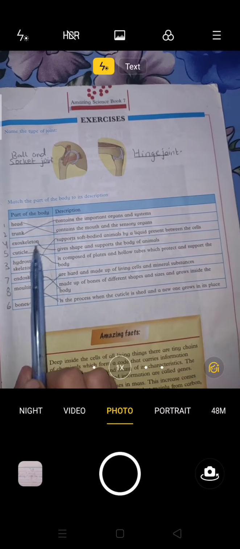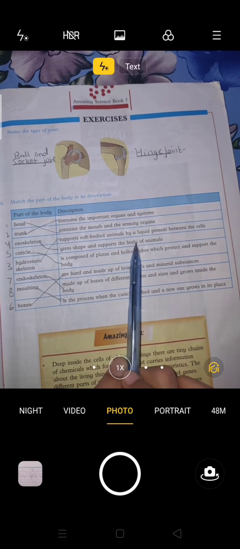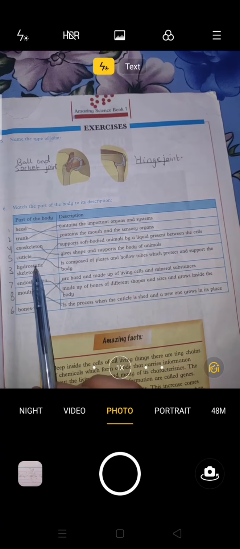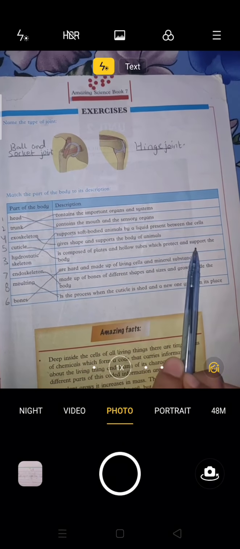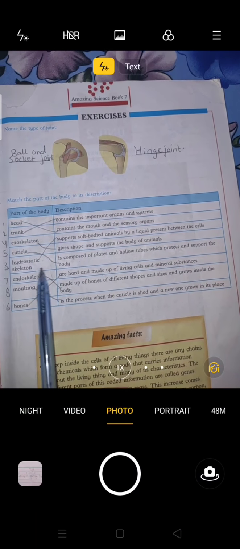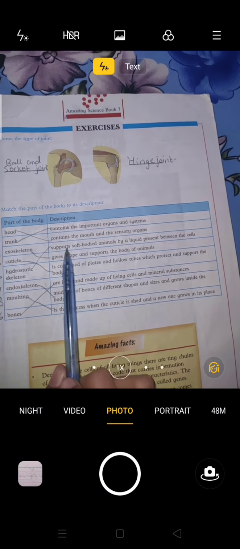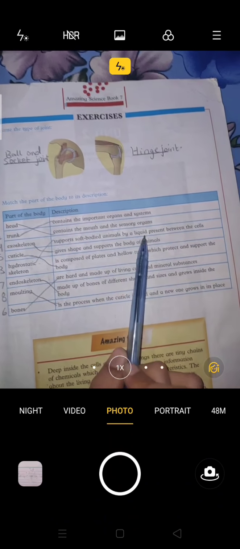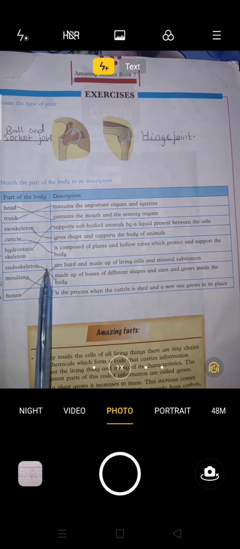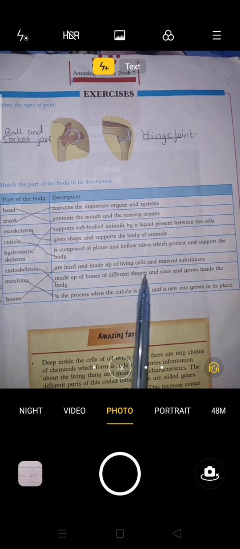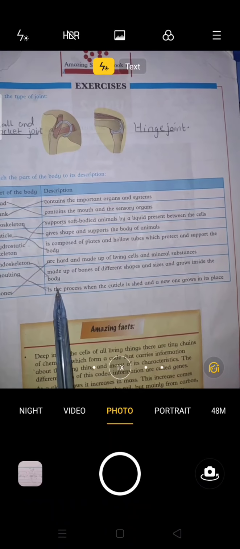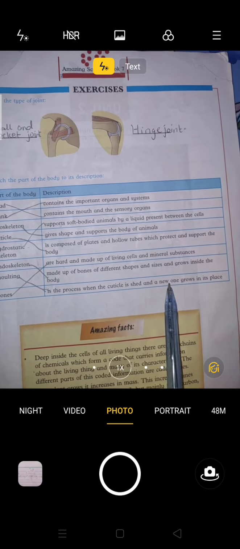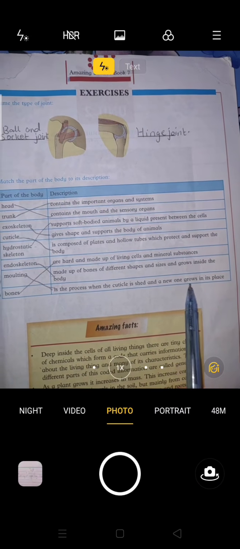Exoskeleton. Gives shape and supports the body of animals. Cuticle. It is composed of plates and hollow tubes which protect and support the body. Hydrostatic skeleton. Supports soft-bodied animals by a liquid present between the cells. Endoskeleton. Made up of bones of different shapes and sizes and grows inside the body. Molting is the process when the cuticle is shed and a new one grows in its place.